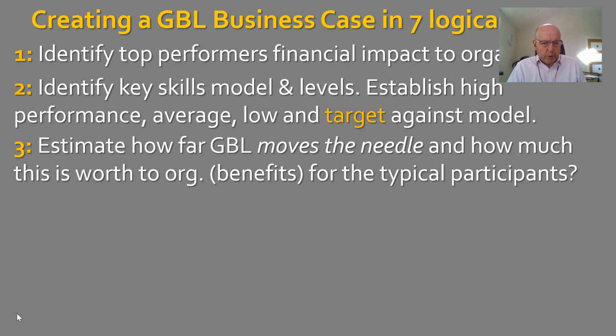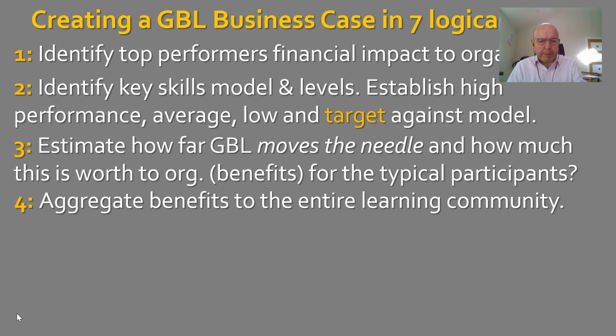Then you're going to try and estimate how far GBL is going to move the needle in terms of taking low and average performers towards target performance, and what this would actually be worth to the organization for the typical participants. Then you need to work out how to aggregate the benefits to the entire learning community. If it's a small community, you can work with individuals. If it's a larger community, you need to work with types: average performer, medium high performer, medium low performer, those kinds of types of performer.